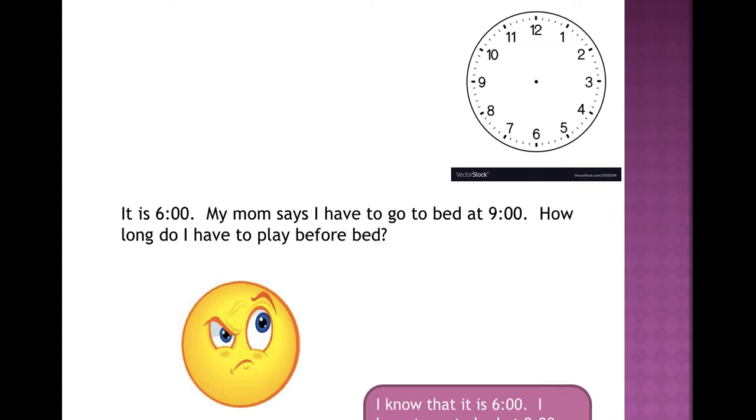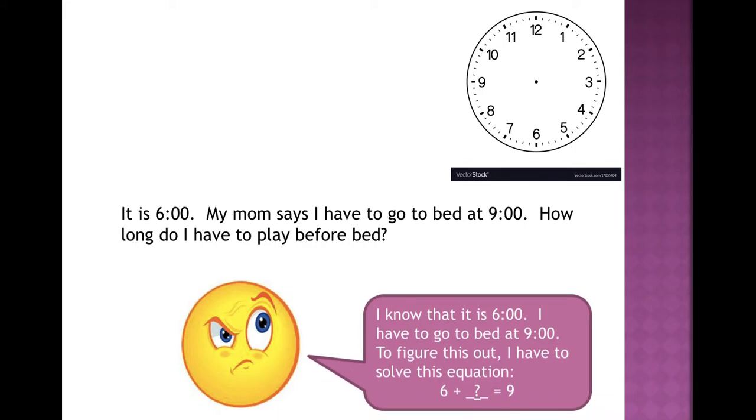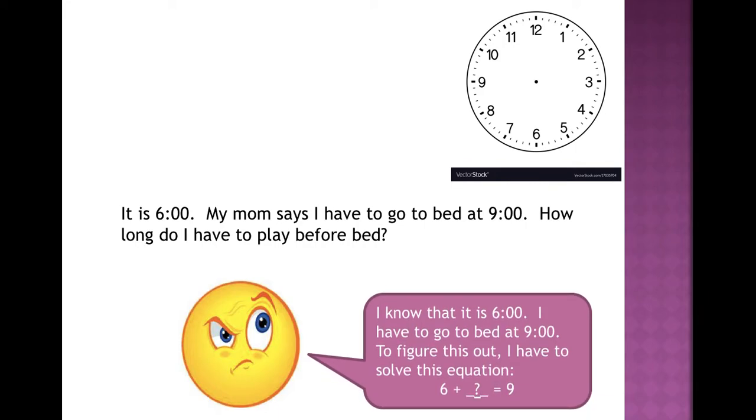Let's try another. It's 6 o'clock. My mom says I have to go to bed at 9. How long do I have to play before bed? So 6 o'clock, the hour hand would be at the 6. The minute hand would be at the 12. I have to go to bed at 9. 9 is over here. So how many hops would it take to get to 9? 1, 2, 3. Or I can also say 6 plus what gives me 9? It would be 3. So 3 hours I would have to play before going to bed.